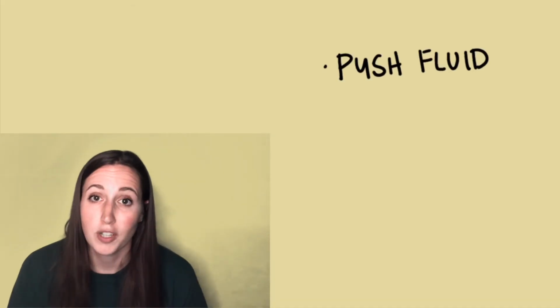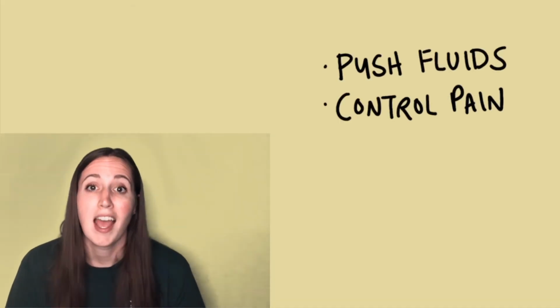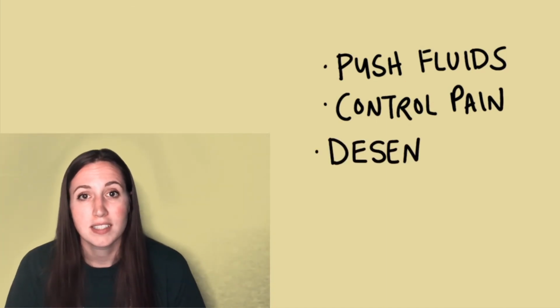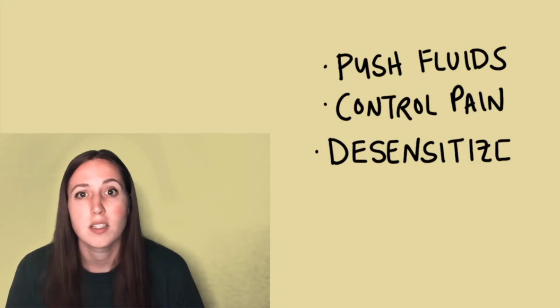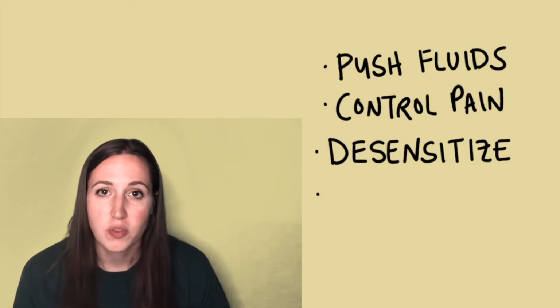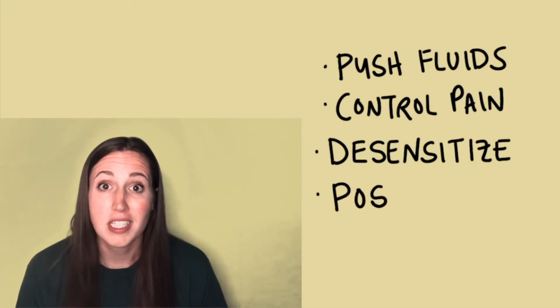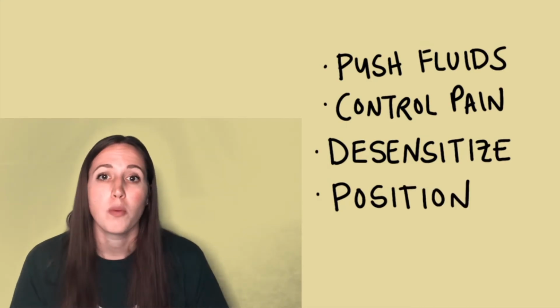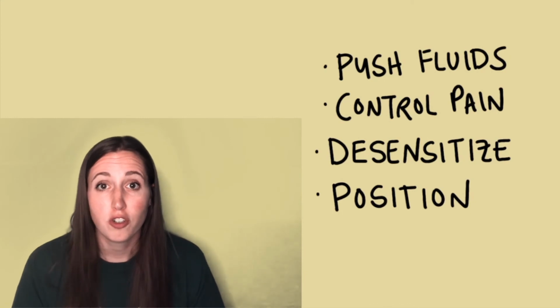The first step to treating a burn is to push fluids and control pain. You may have to do a little bit of skin desensitization as the burn heals. Make sure the patient's position, especially if you're splinting the wound, is designed to avoid contractures. You may also have to consider surgeries or grafts if the wound is really severe. You're going to want to investigate a little bit further just to make sure there are no signs of abuse.